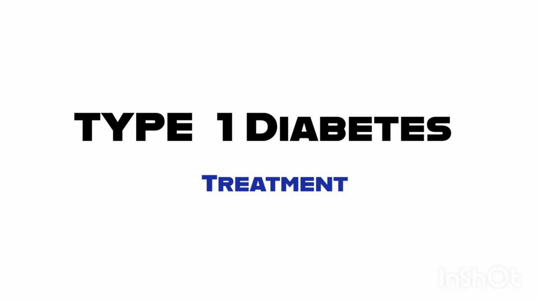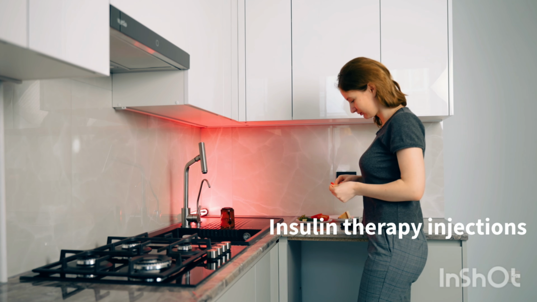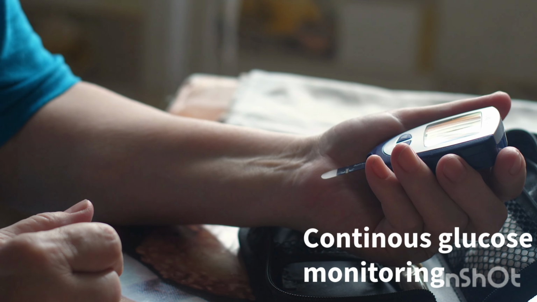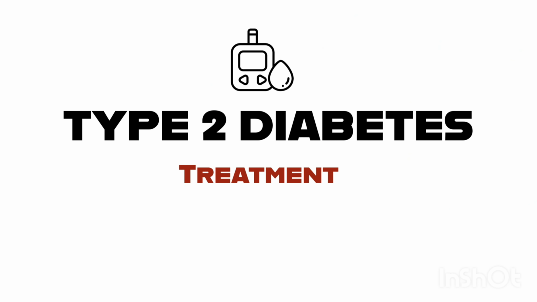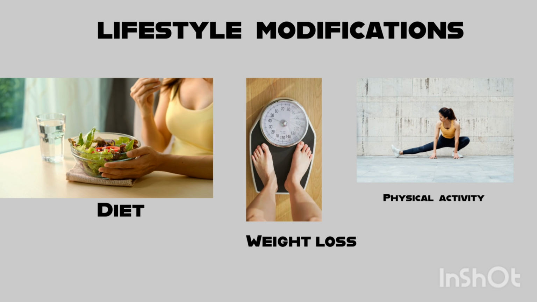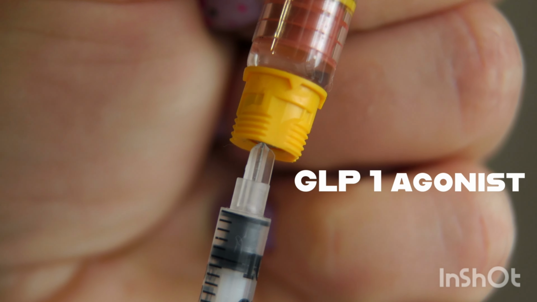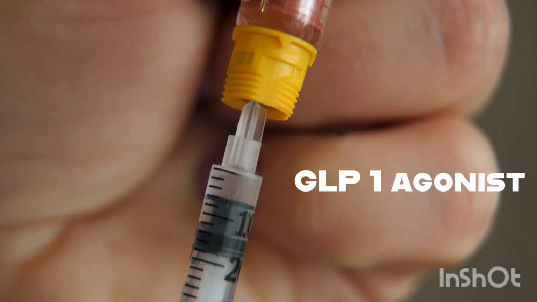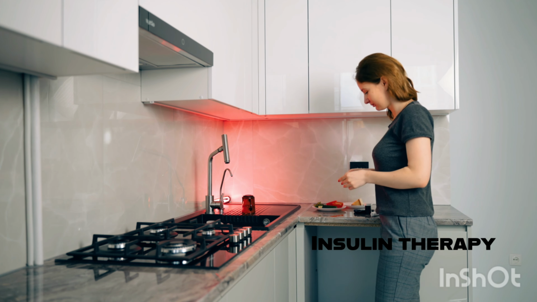Type 1 diabetes treatments. Lifelong insulin therapy injections or insulin pump. Continuous glucose monitoring. Diet and exercise planning. Type 2 diabetes treatments. Lifestyle modifications, diet, physical activity, weight loss. Oral medications like metformin. Non-insulin injectables e.g. GLP-1 agonists. Insulin therapy if other treatments fail.